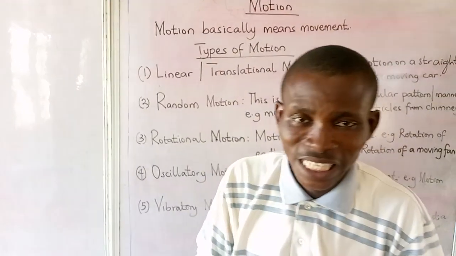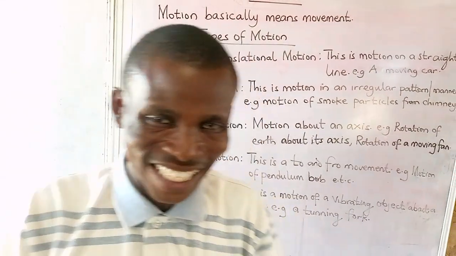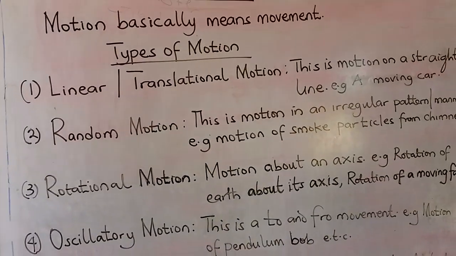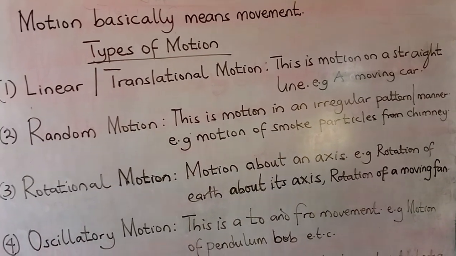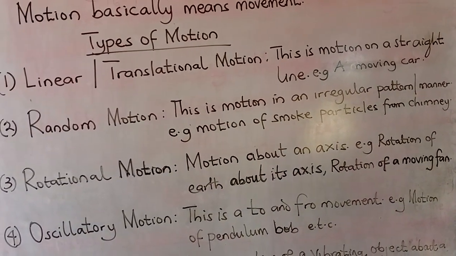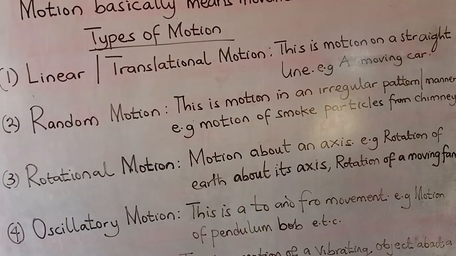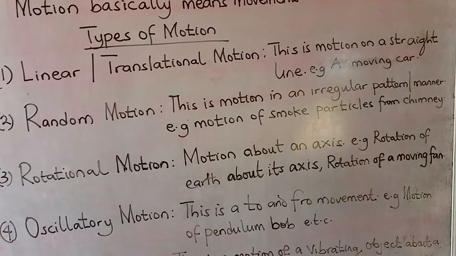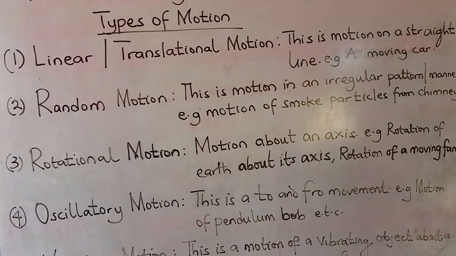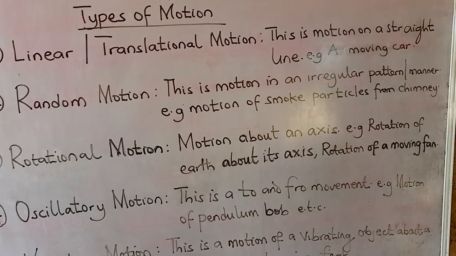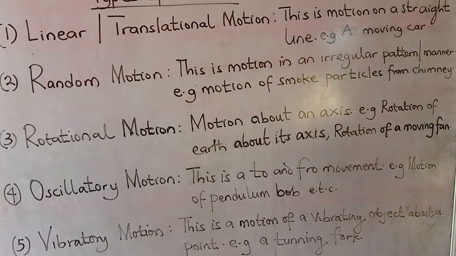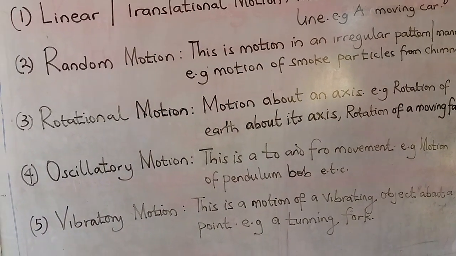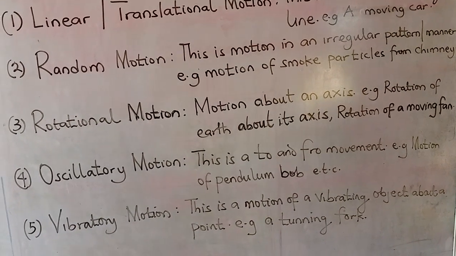We have linear motion. Linear motion also means translational motion. That's talking of motion on a straight line, movement along a straight path. A moving car is an example of an object that undergoes linear or translational motion. Random motion is motion in an irregular, zigzag pattern or manner, like the motion of smoke particles from the chimney.